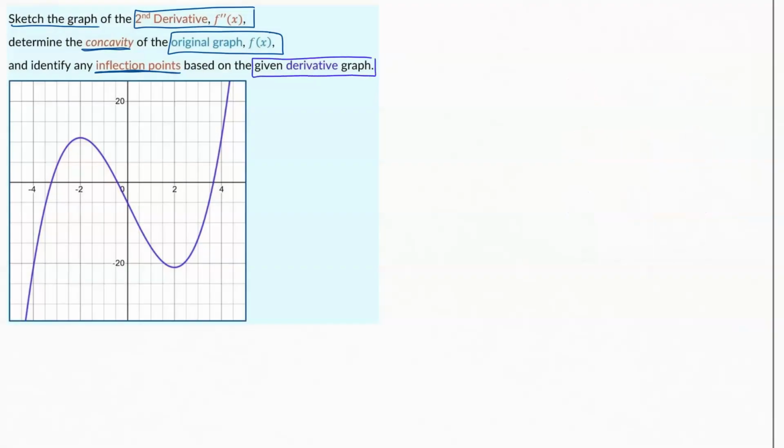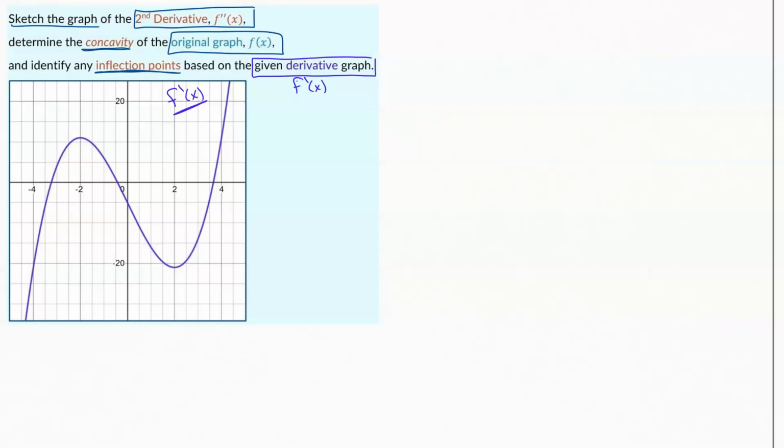We are given the derivative graph. So we are given f prime of x. So what you're looking at over here, this is the graph of the derivative. This is not the graph of the original function f of x. So we cannot just read off of this graph the concavity.